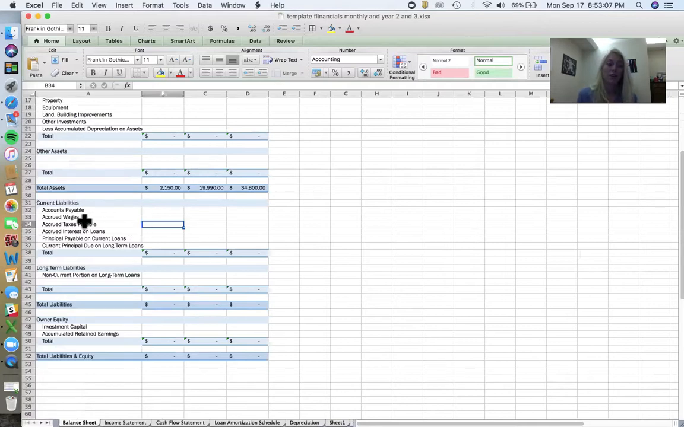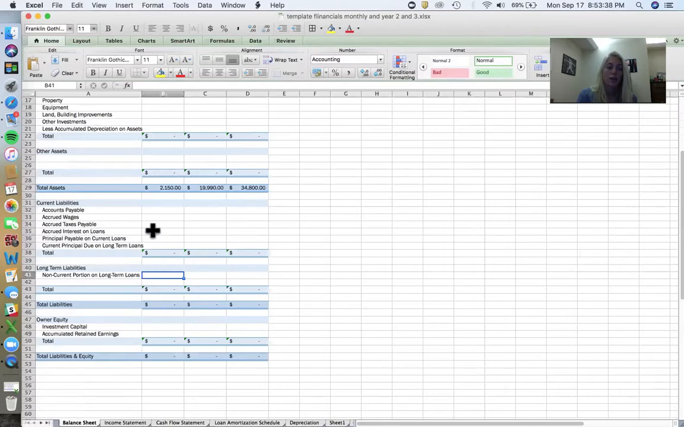You don't need to have all these accrued different expenses, liabilities, assets, that kind of thing. Okay, interest on loans. If you haven't paid your interest on your loans to the full by the end of the year, that's where you put this. Principal payable on current loans. Again, if you consider you already paid them, don't have to put that down. And then current principal due on long-term loans. If you haven't paid it by the 31st, that's where that goes.